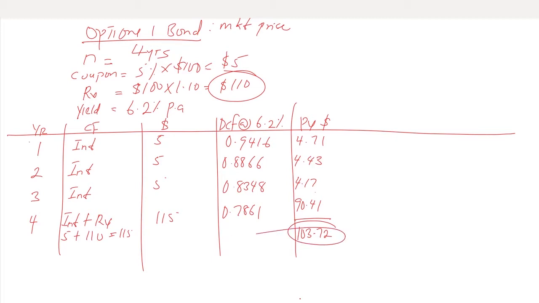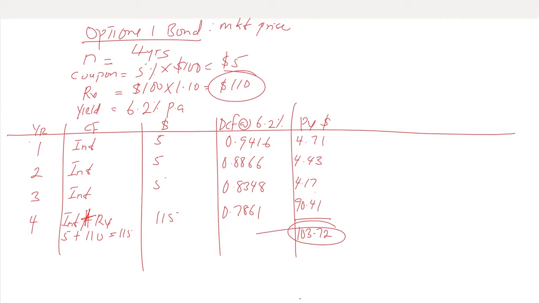Let's look at this again. How do I get my market price? The market price is the present value of all cash flows. What are all cash flows? The interest and the redemption value in the final year. So all interest, if it's 10 years, you receive interest for the 10 years. Then in the final year, at the end of the year, they will pay you your redemption value. So this is how you compute your present value, market price of a bond.